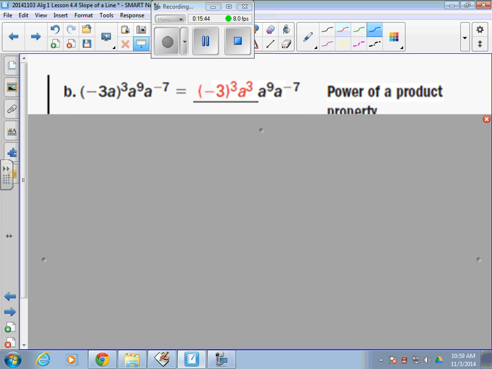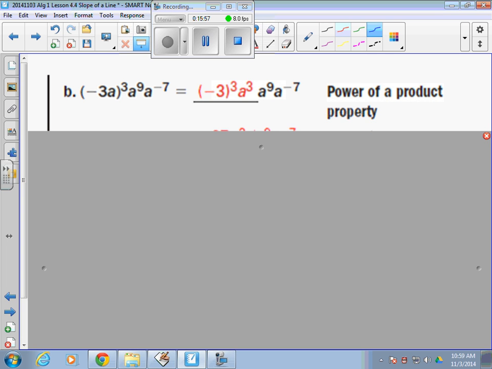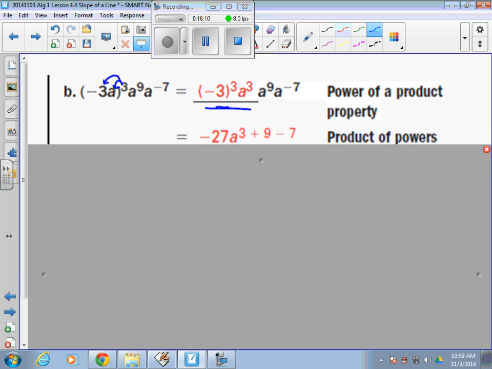Then example B says negative 3, a to the 3rd, a to the ninth, a to the negative 7th. Okay, so they got a lot of stuff going on right there. What you need to make sure you do is negative 3 to the 3rd. This is the product of a power property. It says you could separate them, and all you're doing is this is being raised to the 3rd, and this is being raised to the 3rd. That's all they're showing with this line here. So negative 3 to the 3rd is going to be negative 27, because negative 3 times negative 3 is positive 9, times one more negative 3 is going back to negative 27.